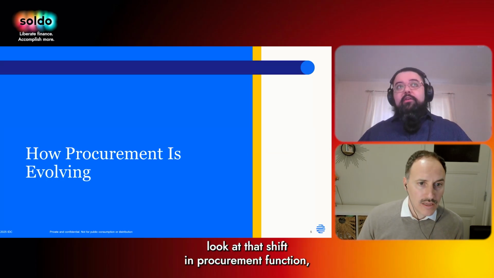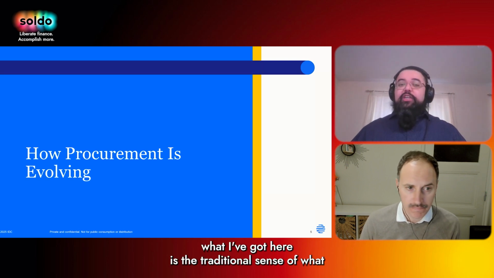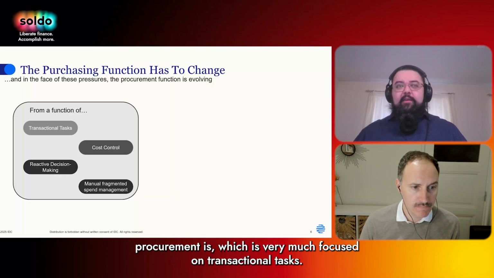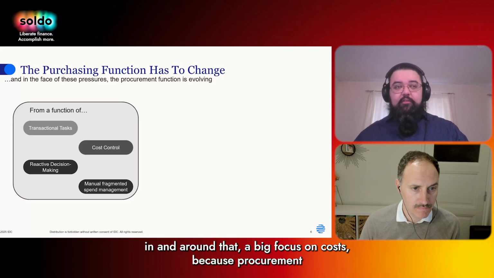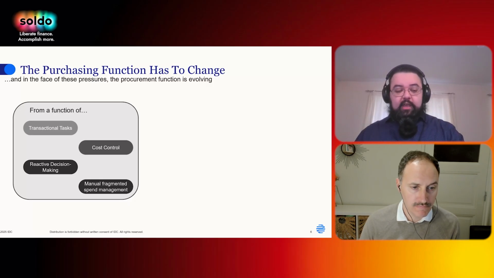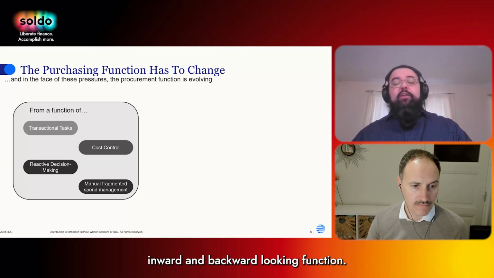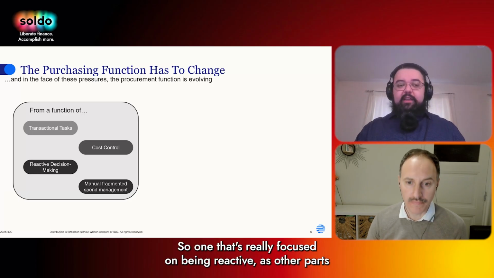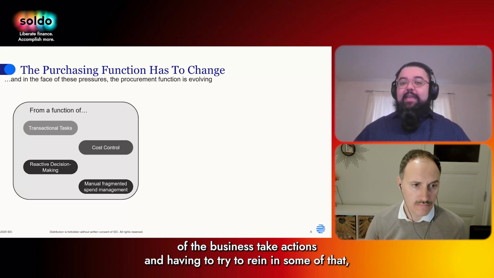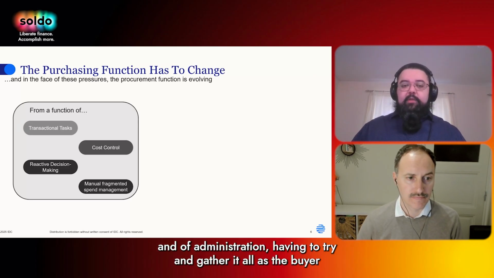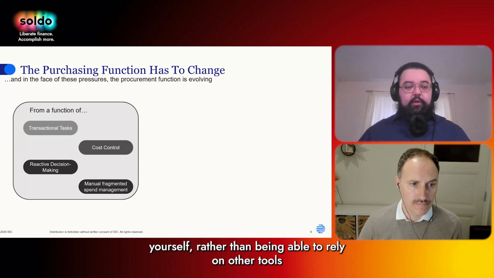If we have a look at that shift in the procurement function, what I've got here is the traditional sense of what procurement is, which is very much focused on transactional tasks, a lot of administration, and a big focus on costs, because procurement tends to be the area where costs come into play the most. On top of that, it's a very inward and backward looking function, really focused on being reactive as other parts of the business take actions, having to rein in some of that spend, and very focused on manual administration, having to gather it all as the buyer yourself rather than relying on other tools and technologies.